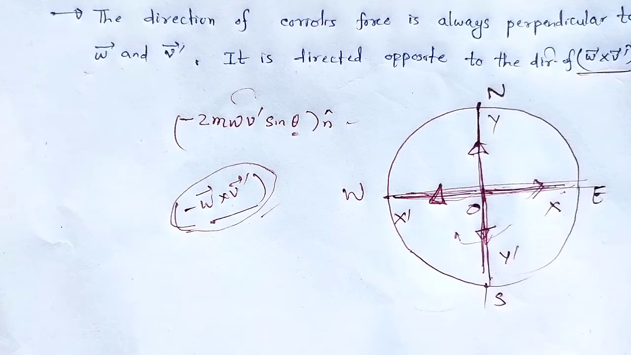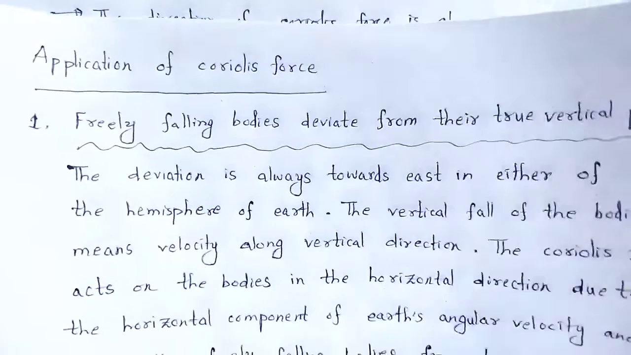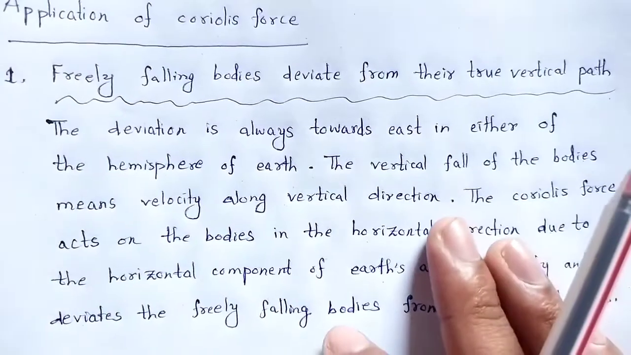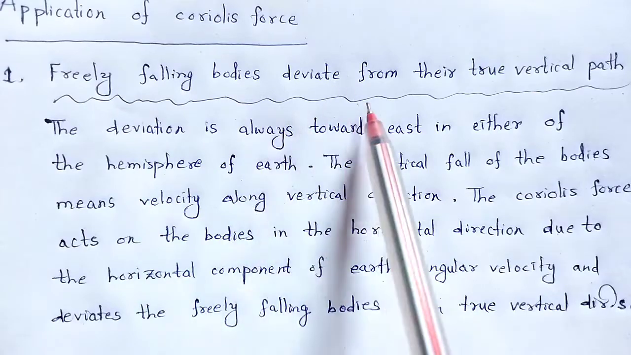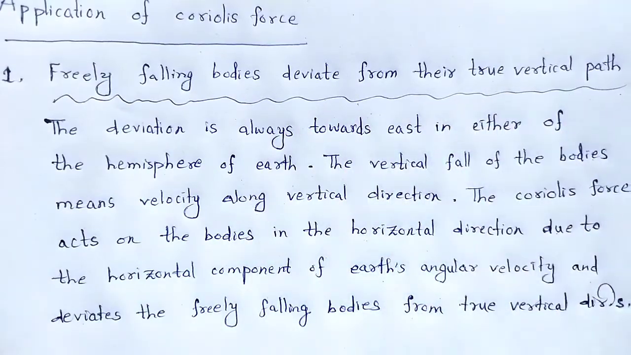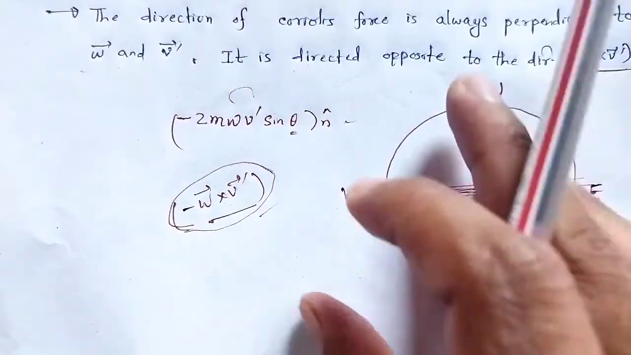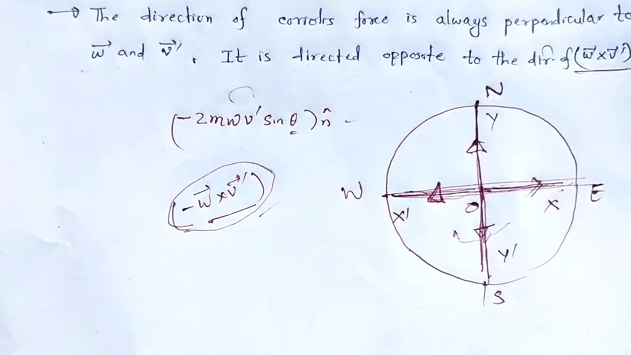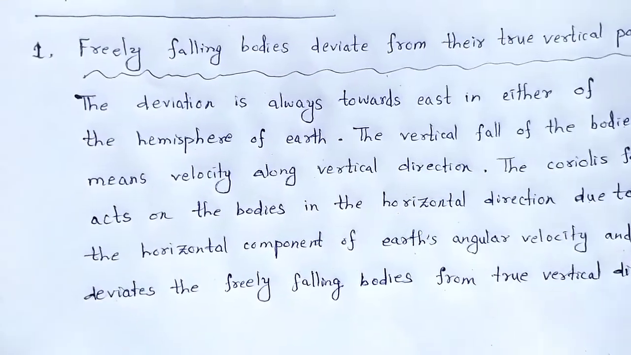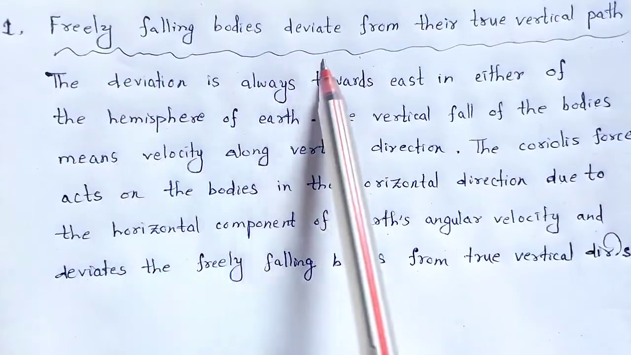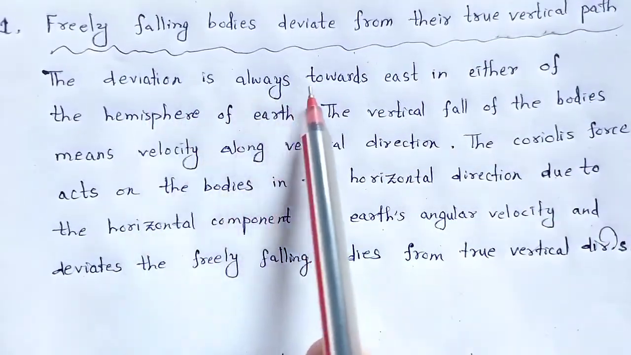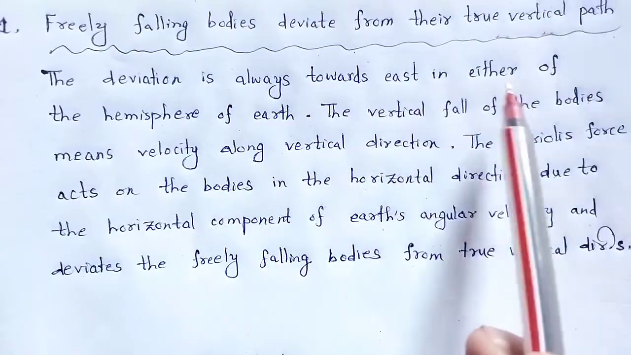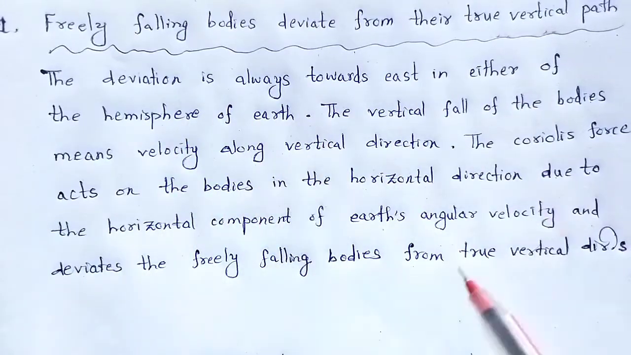Now we discuss various applications related to Coriolis force. Application number 1: freely falling bodies deviate from their true vertical path. As we discussed in the example of Coriolis force, this is very similar to that. Freely falling bodies deviate from their true vertical path. The deviation is always towards east in either hemisphere of the earth.